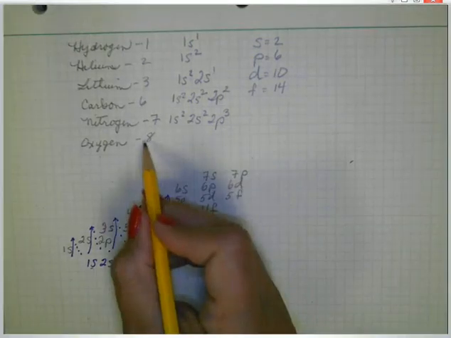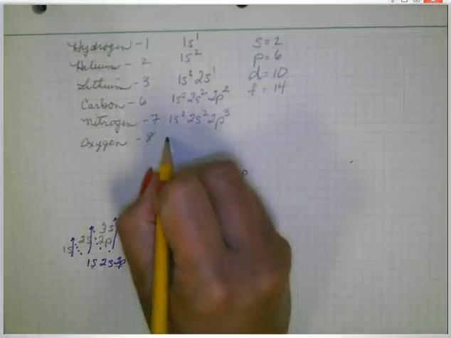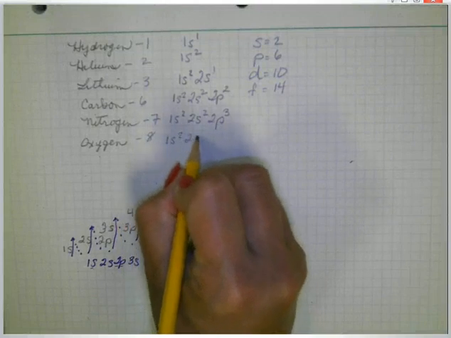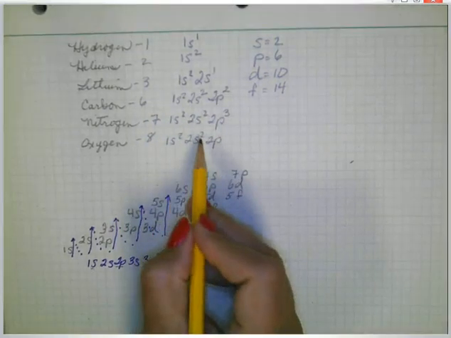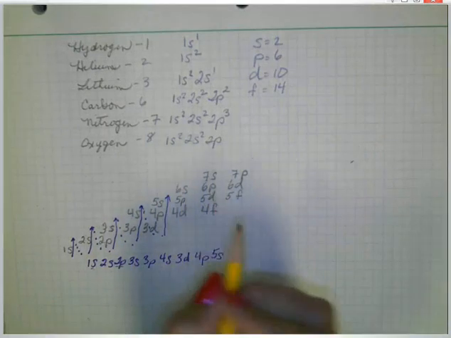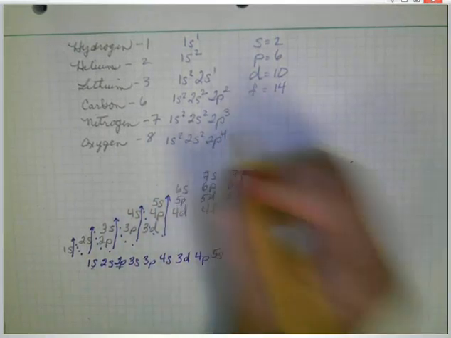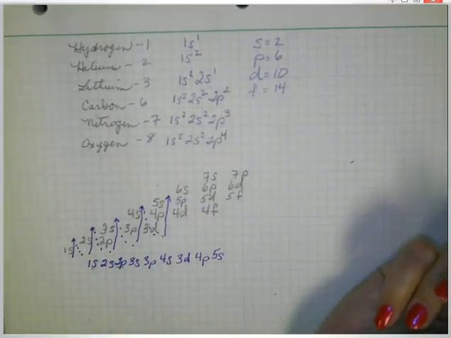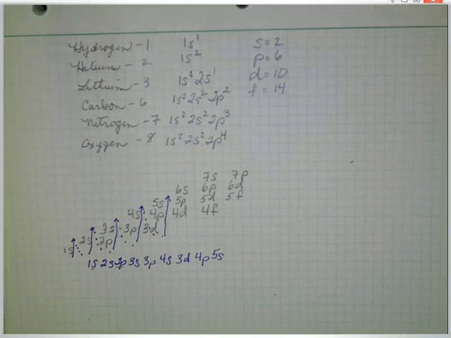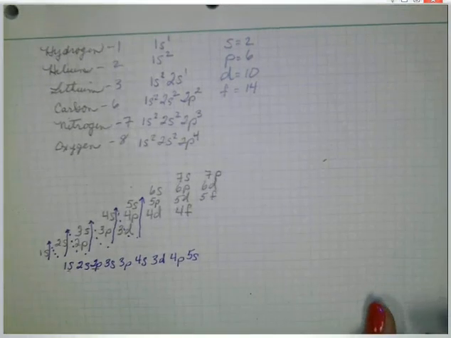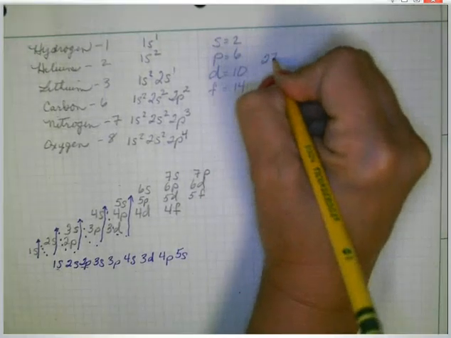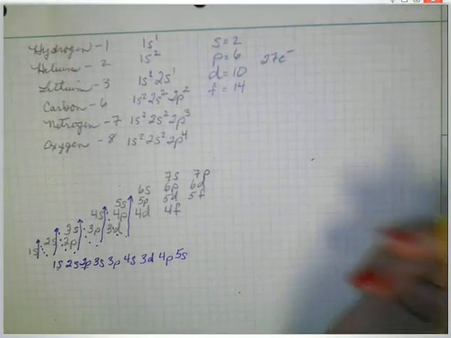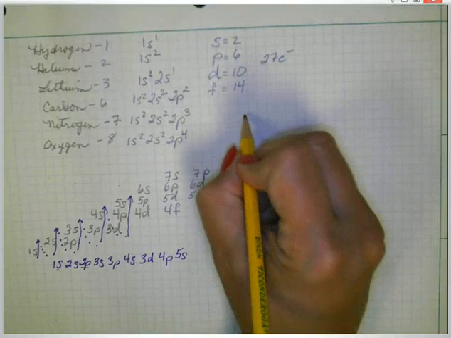Let's look at oxygen with 8 electrons. 1s2, 2s2, 2p, and I've used 4. I have 4 more to fill in, so I just need 4 in this one. I'm all done. Let's try not even knowing what the element is, but let's just pick a random number of electrons. Let's say we had 27 electrons. Okay, I don't care what the element is.